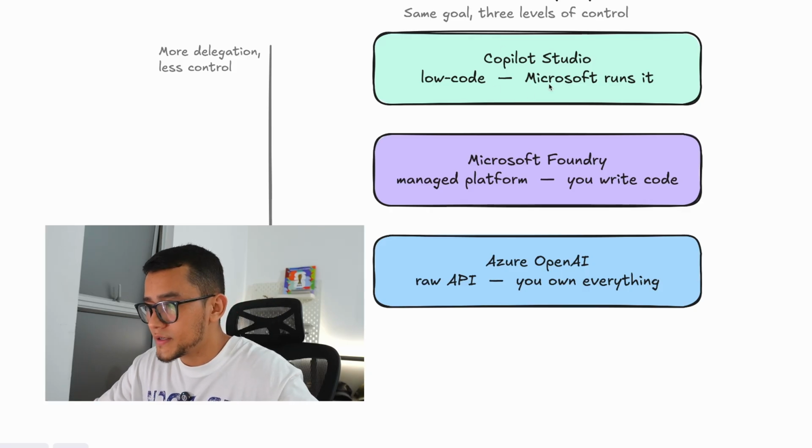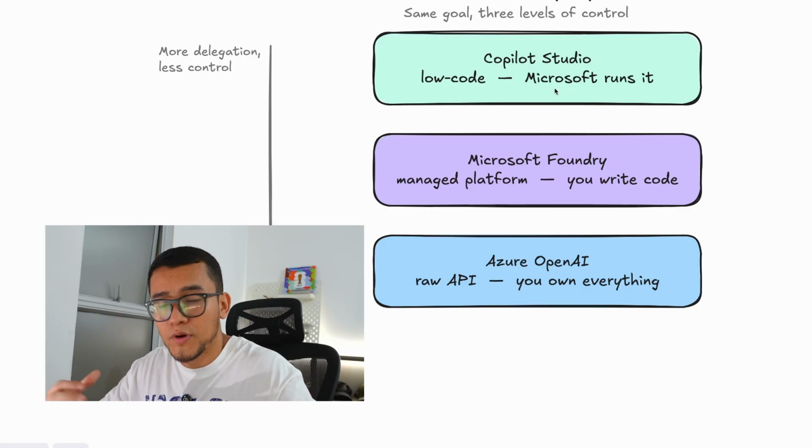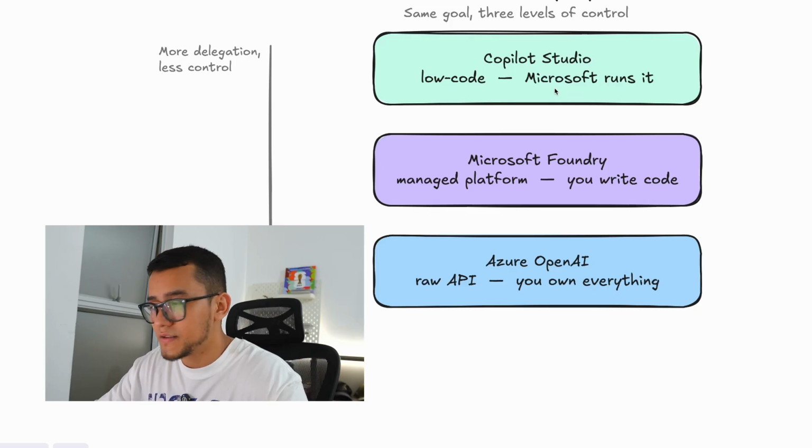For example, Copilot Studio sits at the top because it has the least code, the least control, and the most delegation. You describe what your agent should do, you connect some data sources, and hit publish. So there is no SDK, no deployment pipeline, and Microsoft handles the orchestration, the hosting, and the runtime.